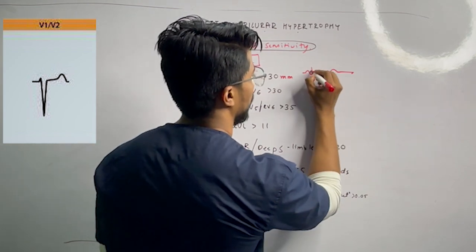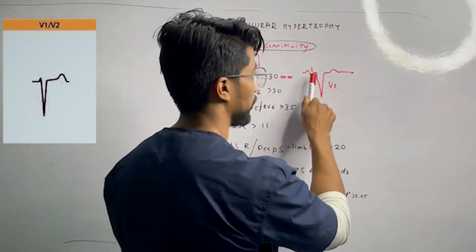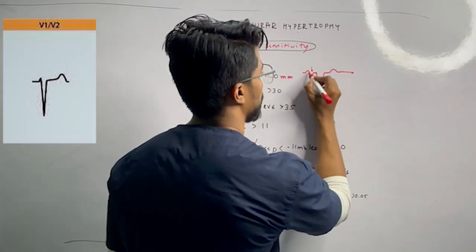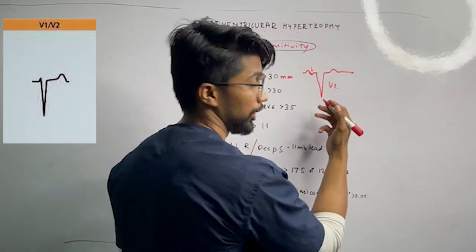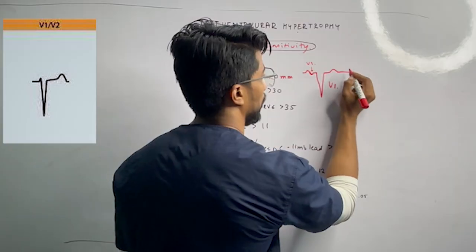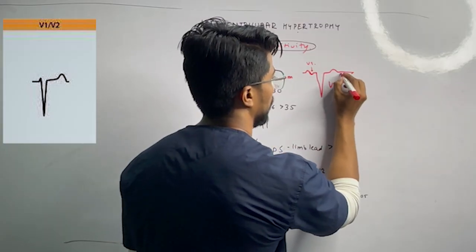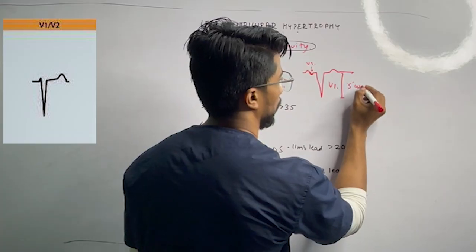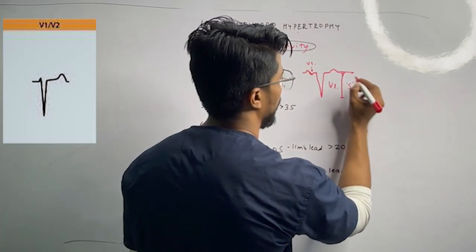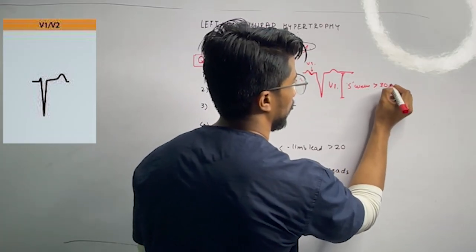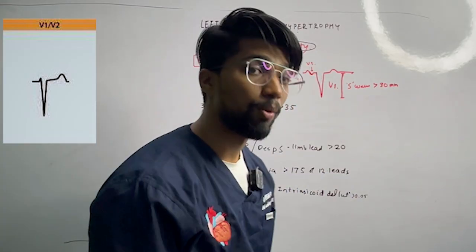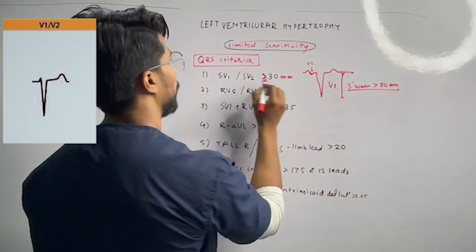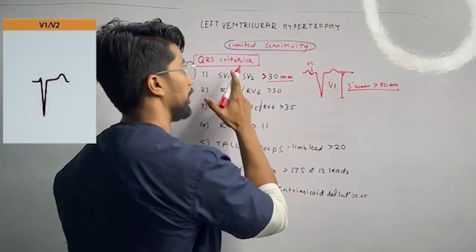As I mentioned in the previous one, along with the LVH, there's going to be left atrial enlargement. That's why you're going to have biphasic or inverted T waves in lead V1. And this is what I mean by a deep S wave. The amplitude of this wave is going to be more than 30 mm, or 3 large boxes. So that is our first criteria to define the presence of LVH on ECG.